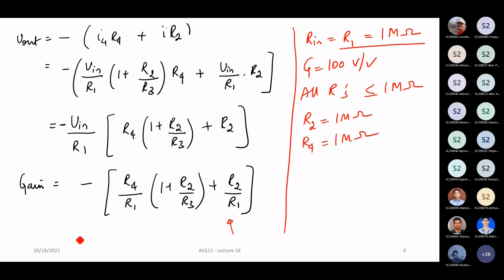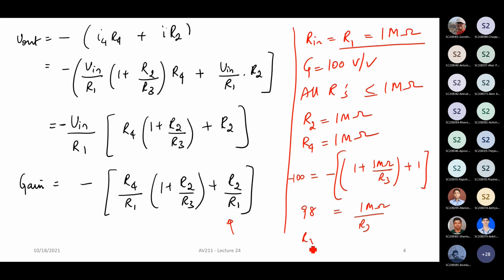Okay, so this factor becomes 1. Now the gain becomes something like minus of this factor, which is 1 plus R2, which is 1 mega ohm divided by R3, plus 1. Right. Now this is supposed to be equal to minus 100. So what will you get here? Basically, you will get 98 is equal to 1 mega ohm by R3. So R3 becomes 1 meg by 98.